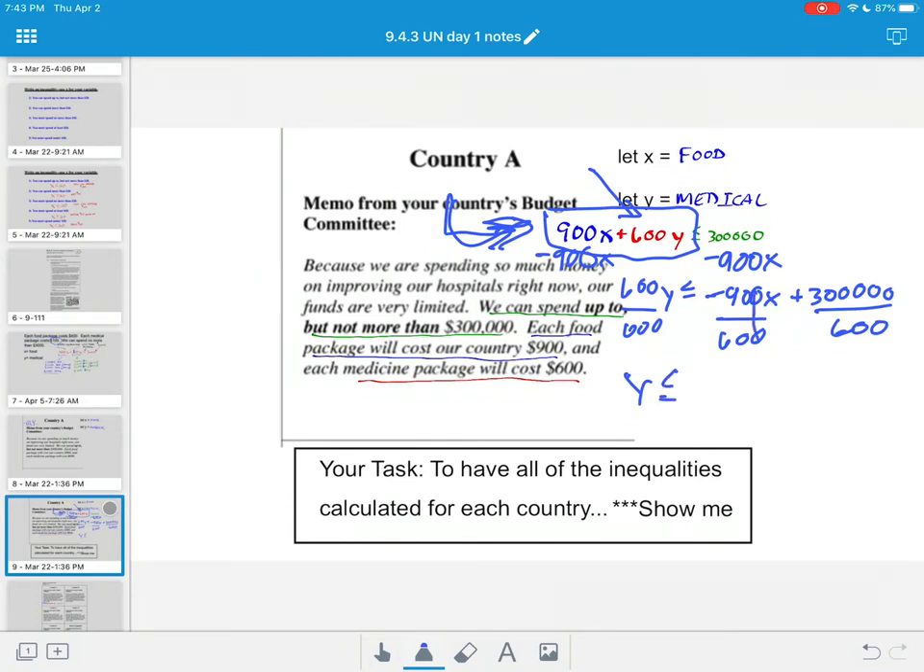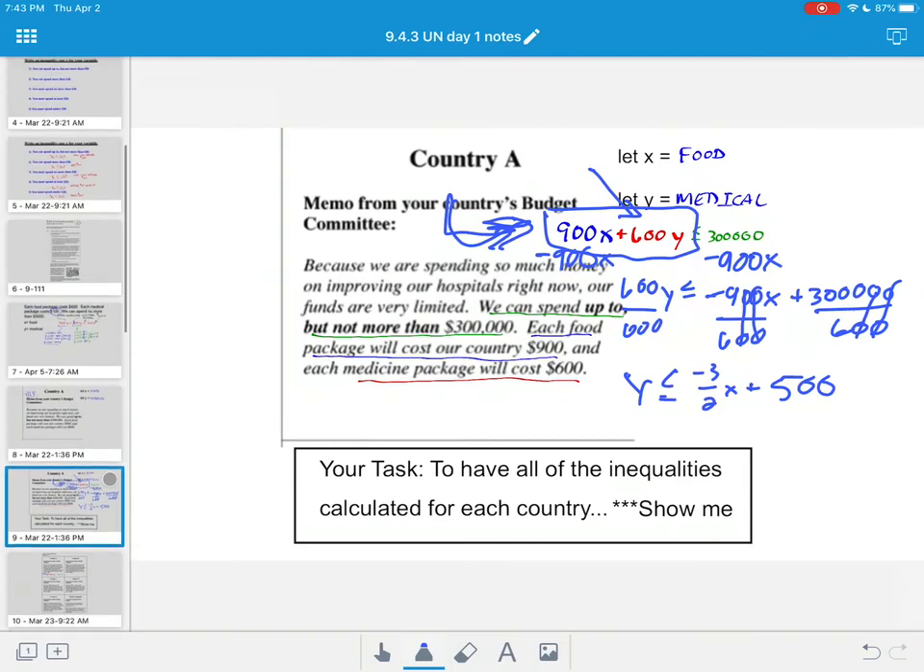And now we could just cancel some zeros. That's negative 9 over 6. That's negative 3 over 2 x plus, and cancel some zeros. So now I have 3,000. So we have 3,000 divided by 6, so that's 500. Done. Okay? So be aware of that. You're welcome to do that sort of thing.